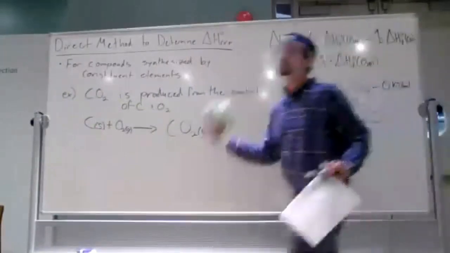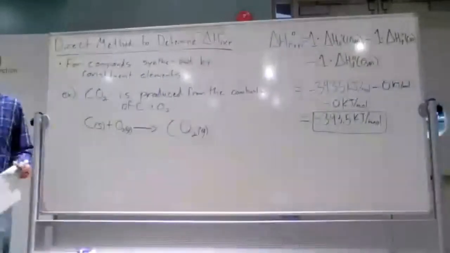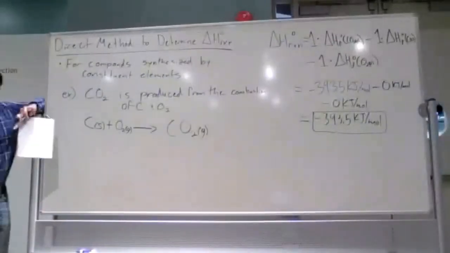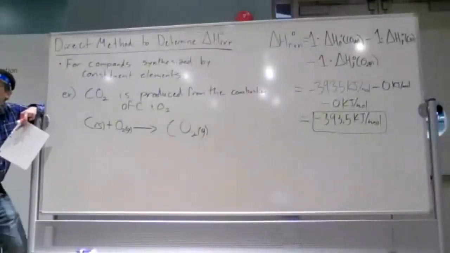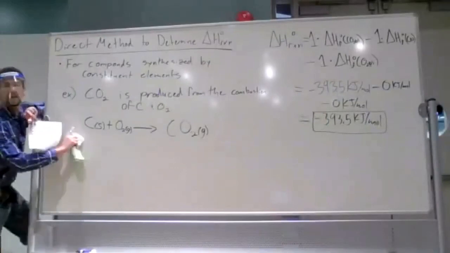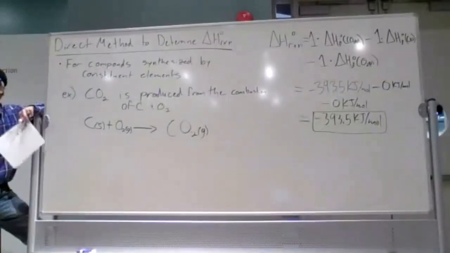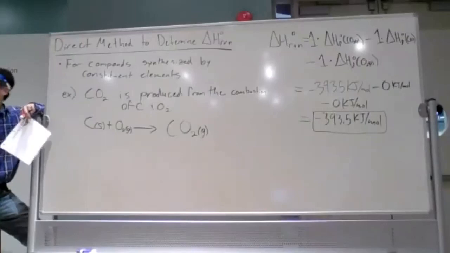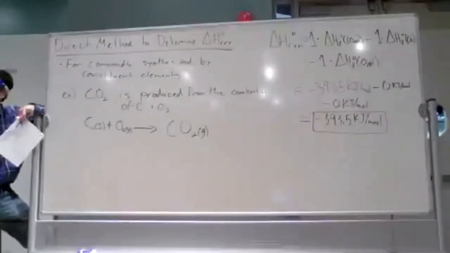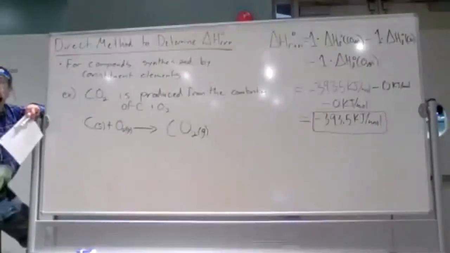Okay, so this is the direct method. But the problem is sometimes it's not really accessible to have a chemical reaction like this happen from its constituent elements. There are some elements that are just not stable at standard temperature and pressure. They may react with other things. So we have to use another method called the indirect method or Hess's law.